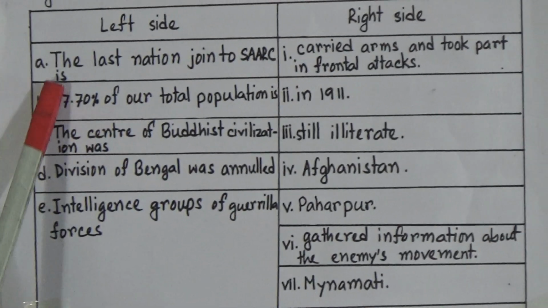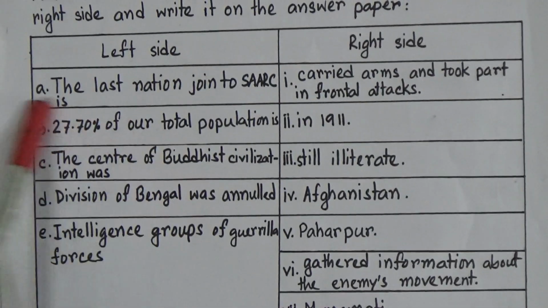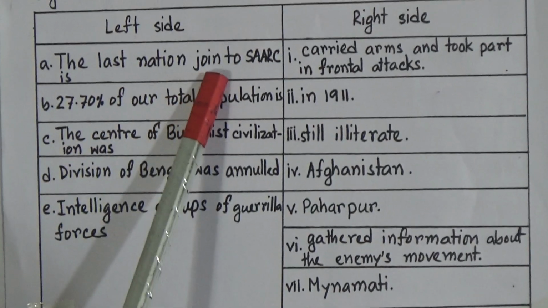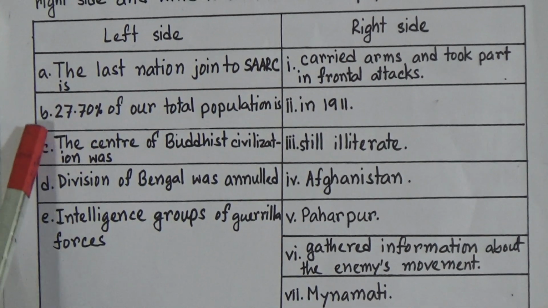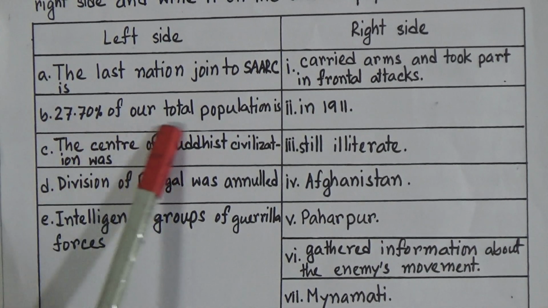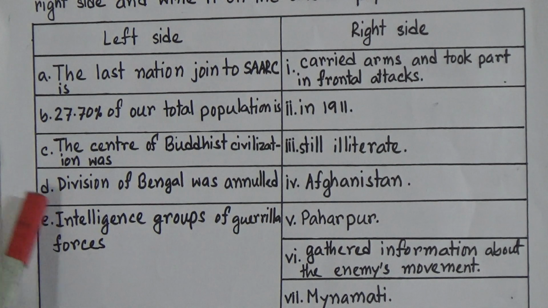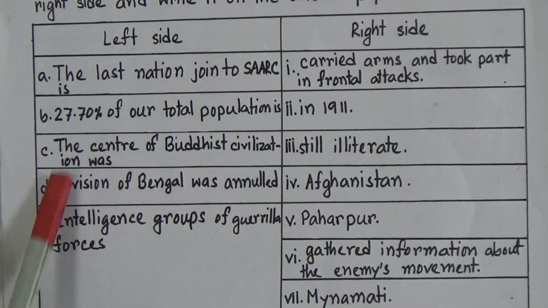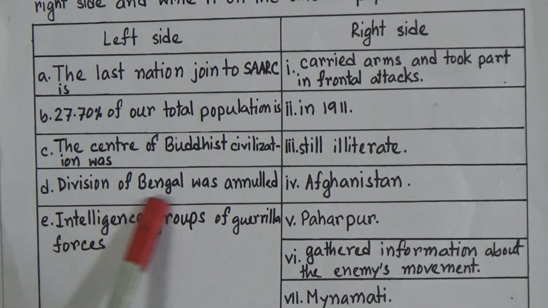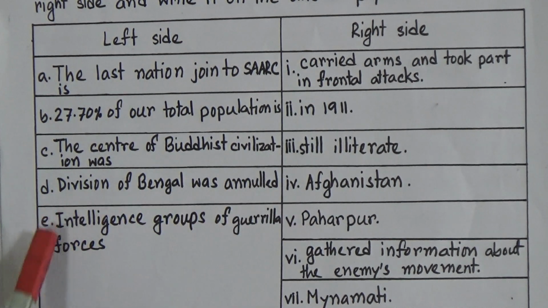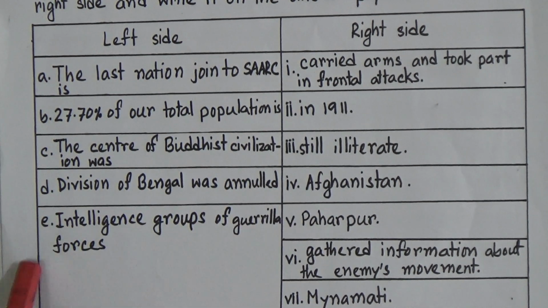Now look, in the left side you will find in number A, the last nation joined to serve is. Number B, 27.70% of our total population is. Number C, the center of Buddhist civilization was. Number D, division of Bengal was annulled. Number E, intelligence groups of guerrilla forces.